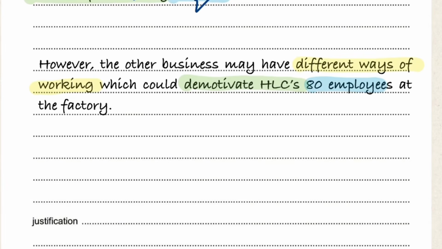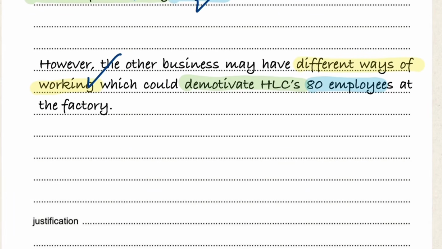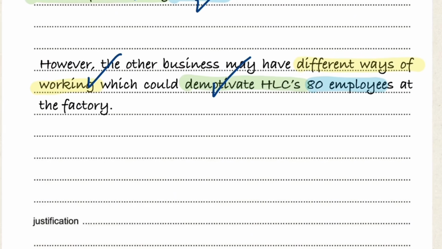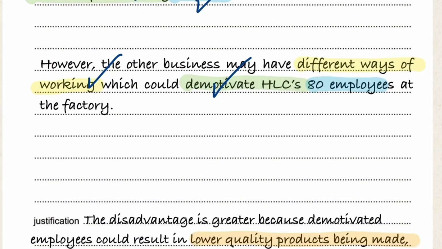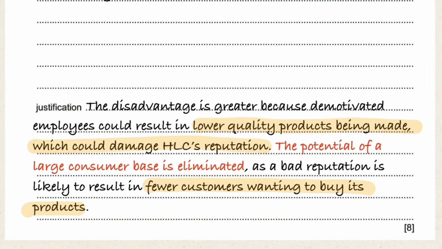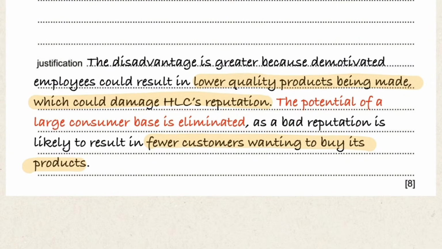However, the other business may have different ways of working, knowledge point, which would demotivate HLC's 80 employees at the factory, analysis. And this is our application point. Now moving on to the justification. The disadvantage is greater because demotivated employees could result in lower quality products being made, which could damage HLC's reputation. This is our first justification point.